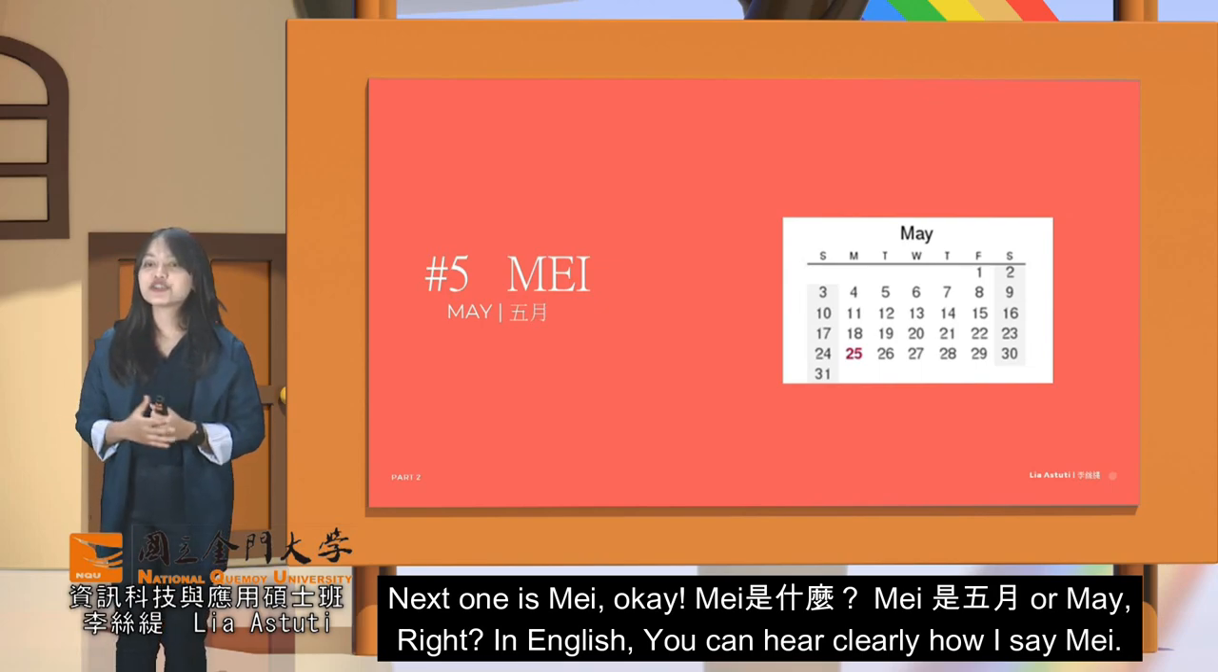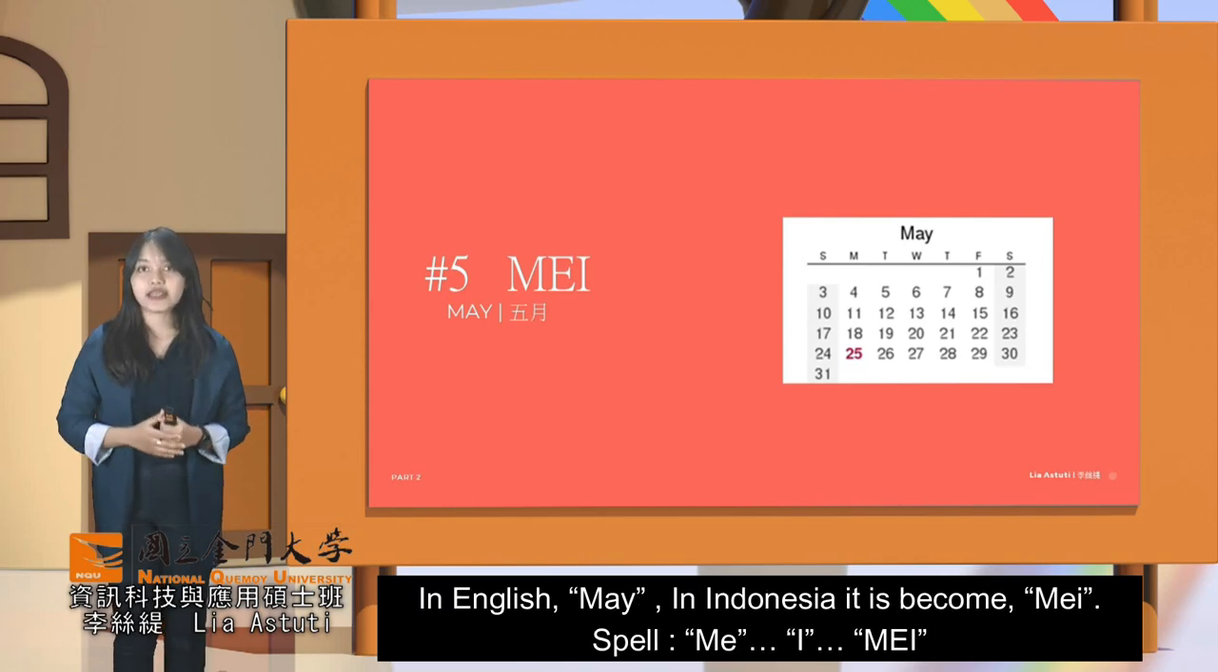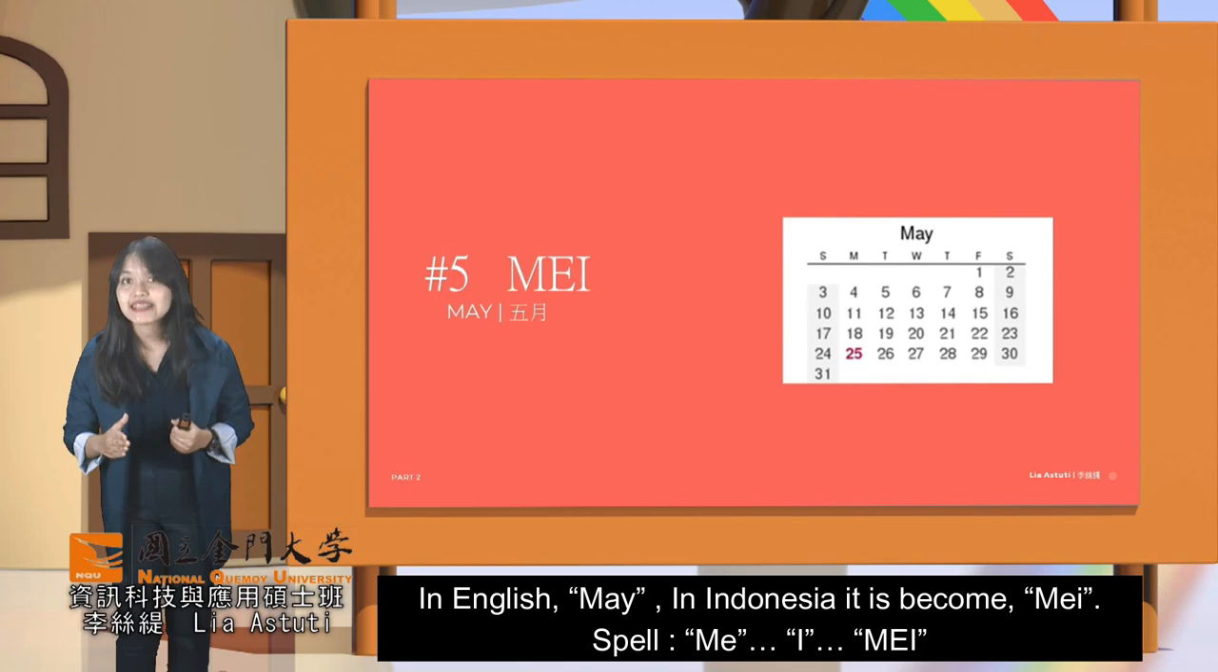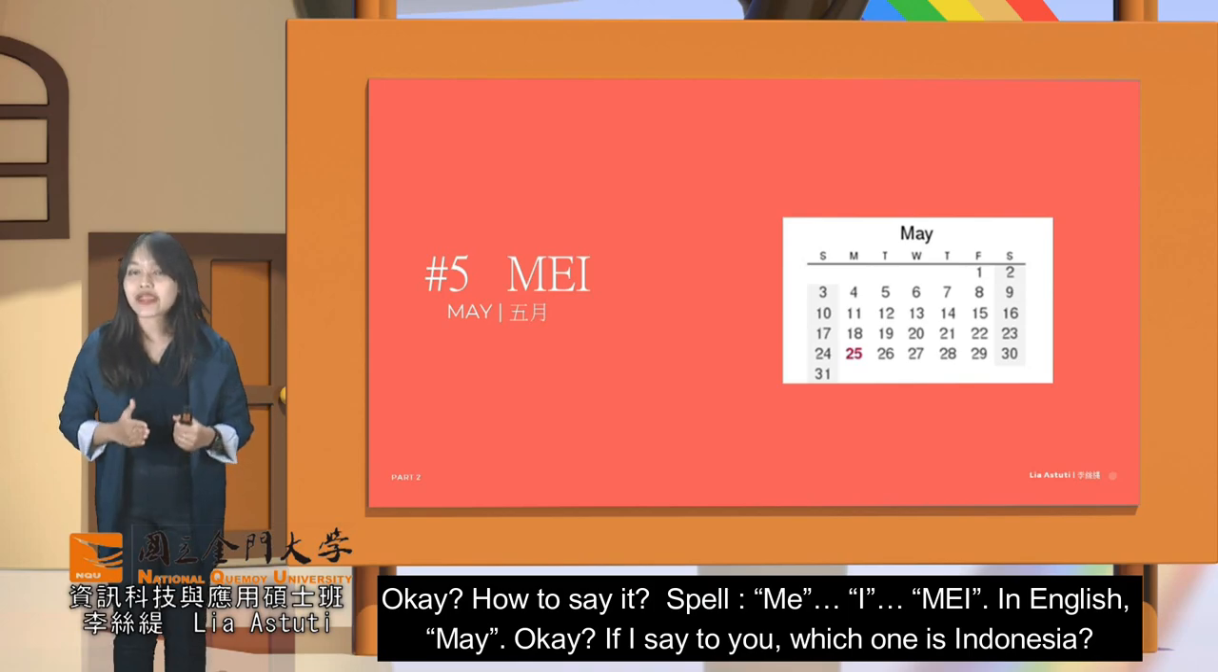Okay. May 是什么? May 是五月. Or May. Right? In English. You can hear clearly how I say May in English. May. In Indonesia, it's become May. May. I. May. Okay? How to say it? May. I. May. In English, May.